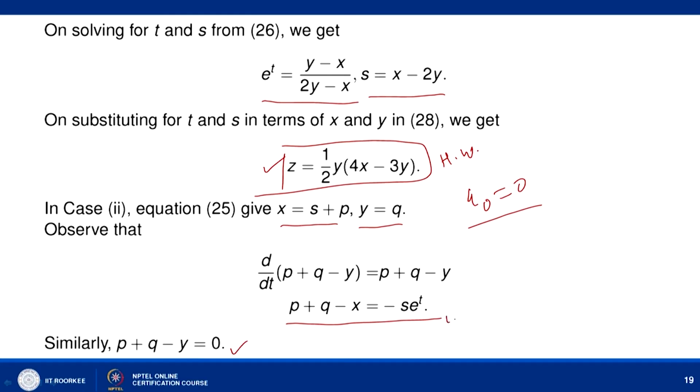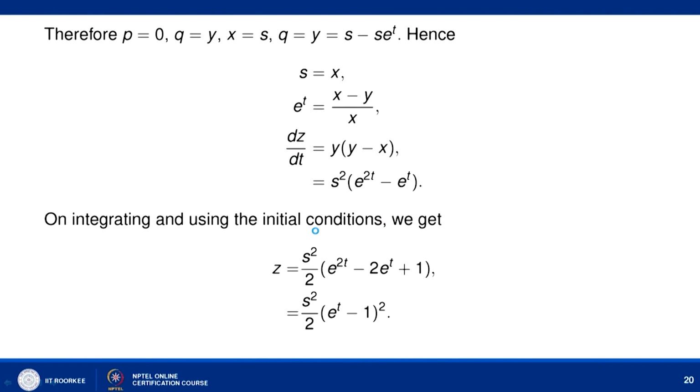So, these 2 equations we can obtain, and from equations 1 dash, 2 dash, 3 dash, 4 dash you can solve for x, y, p and q, and we can get our solution like this: p equal to 0, q equal to y, x equal to s, q equal to y equal to s minus s e to the power t. So, we can write here s equal to x by solving this, and e to the power t as x minus y upon x.